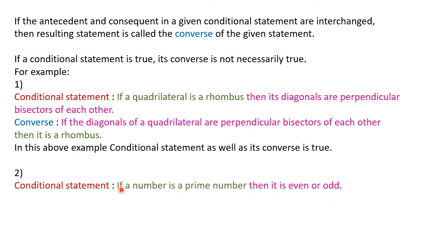Here the conditional statement is, if a number is a prime number. Okay, the if part is again put in green. If a number is a prime number, then it is even or odd. Okay, what is a prime number? A prime number is a number which is divisible by 1 and itself. Okay, so 2 is a prime number. 2 comes in 2's table and 1's table. 3 is also a prime number. 3 also comes in 3's table and 1's table.